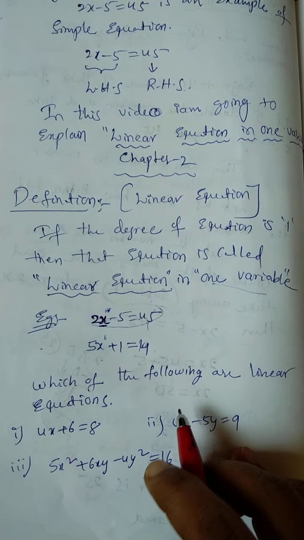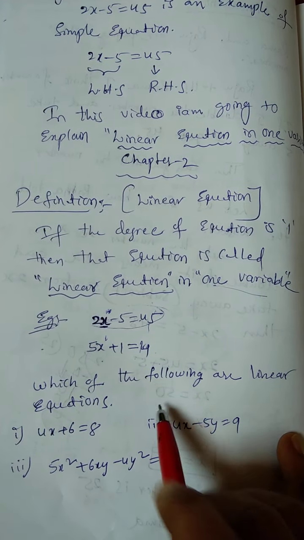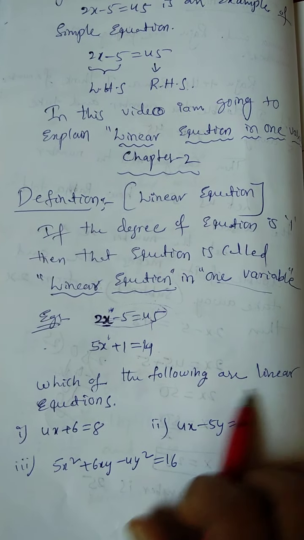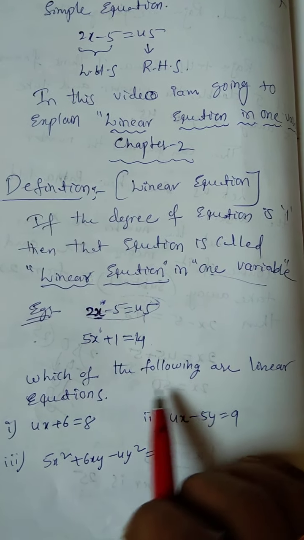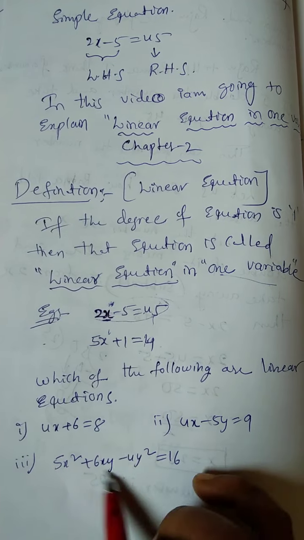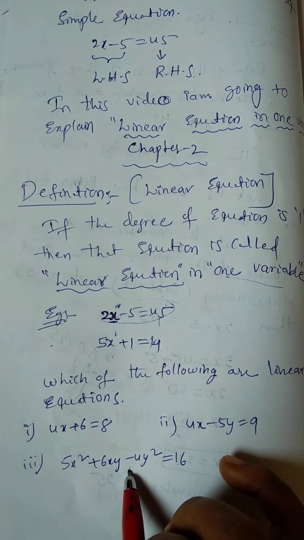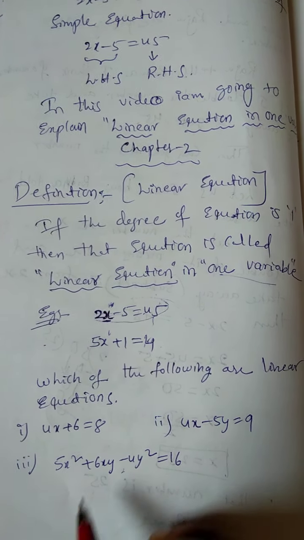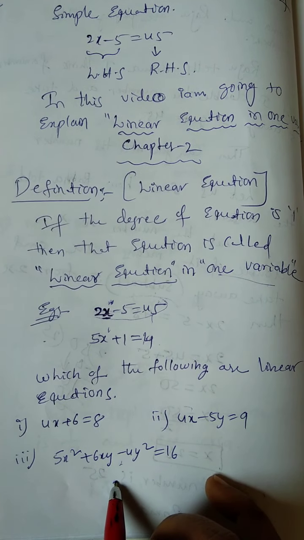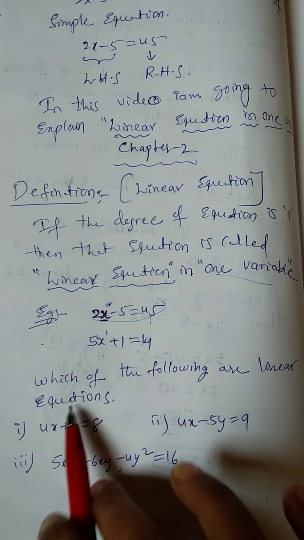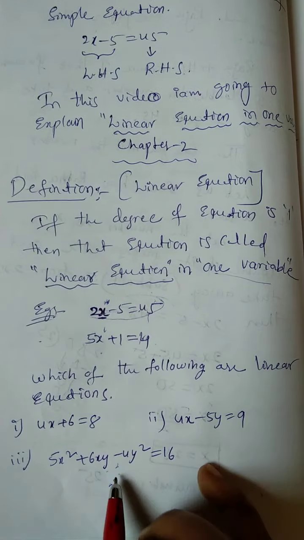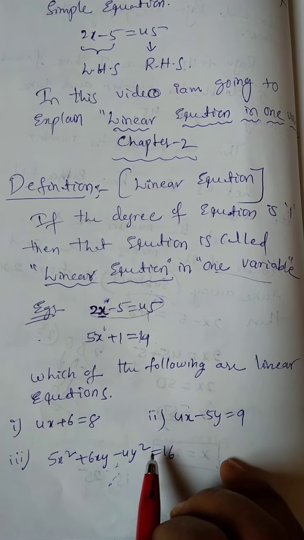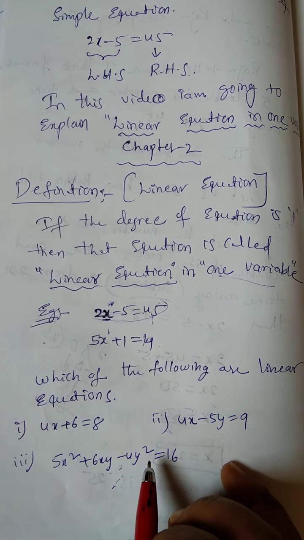Now one model question will come in this chapter: which of the following are linear equations? They will give some equations and ask which of the following are linear equations. Suppose I took 3 equations. From these 3 equations, we need to find which is a linear equation in one variable.